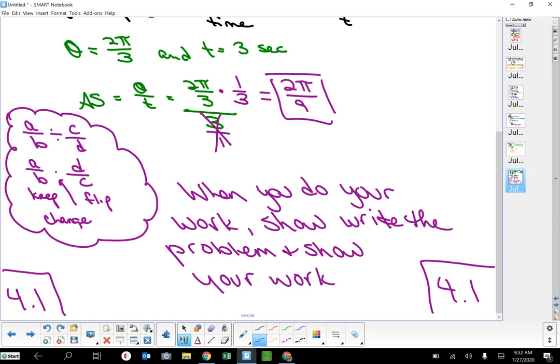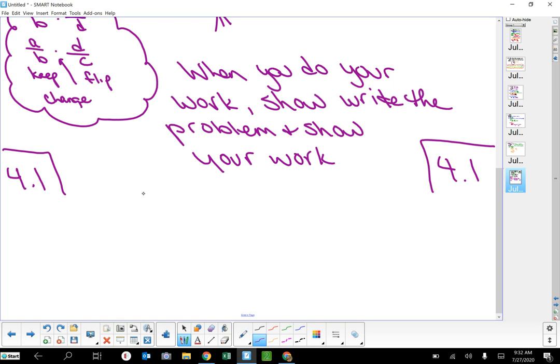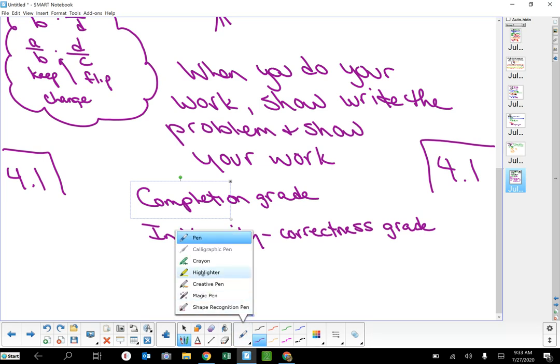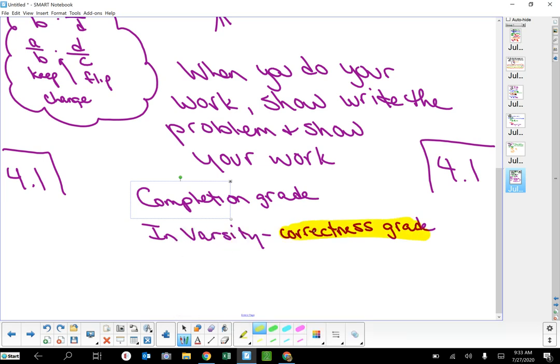So when you submit it to me on Google Classroom, you get 2 grades. You're going to get a completion grade for showing your work in Google Classroom. And then in varsity, you'll get a correctness grade. And remember that you can try problems over and over and over again in varsity until you get this 100% correct, right? So this is just you turning in your work and me being able to see your work and it making sense.